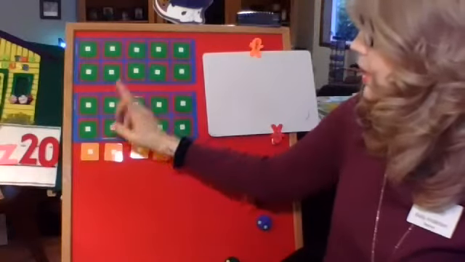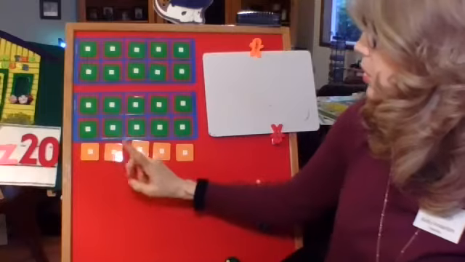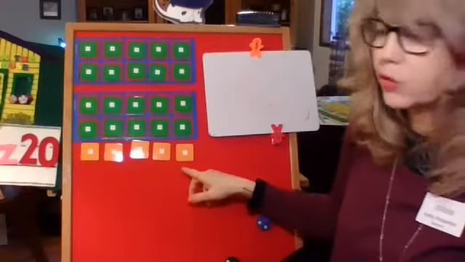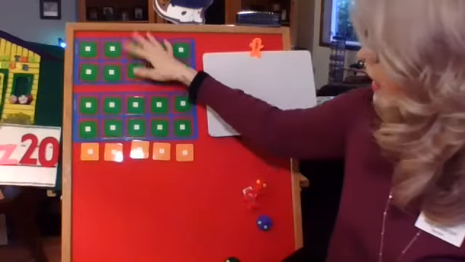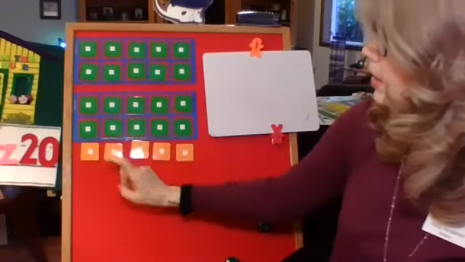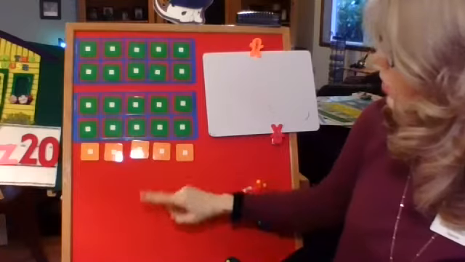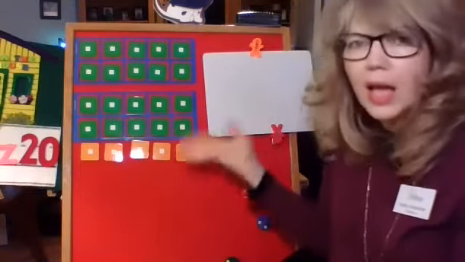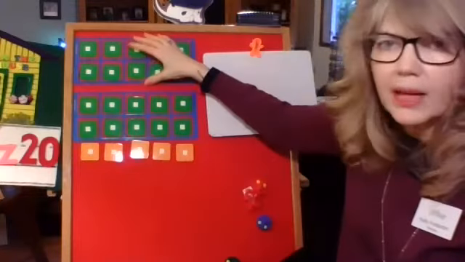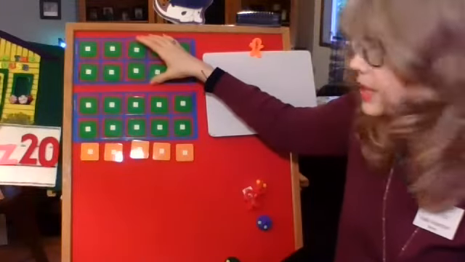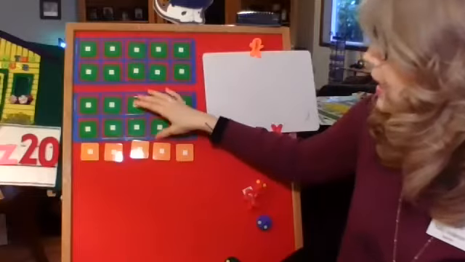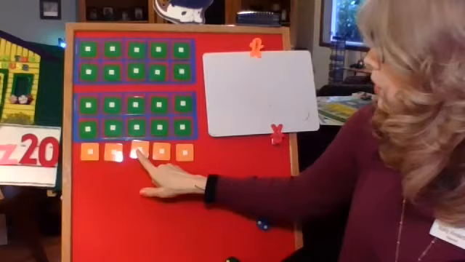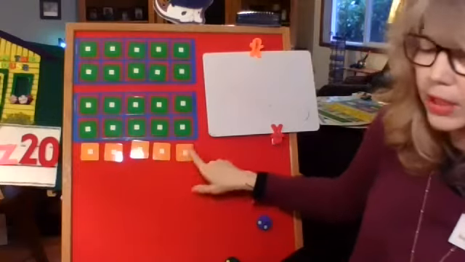10, 20, 21, 22, 23, 24, 25. I have to count them individually as ones. That's easy to count. Now that looked like a lot of counting, but if I know that I have tens, I can start by counting by the tens. 10, 20, and then count the individual ones. 21, 22, 23, 24, 25.